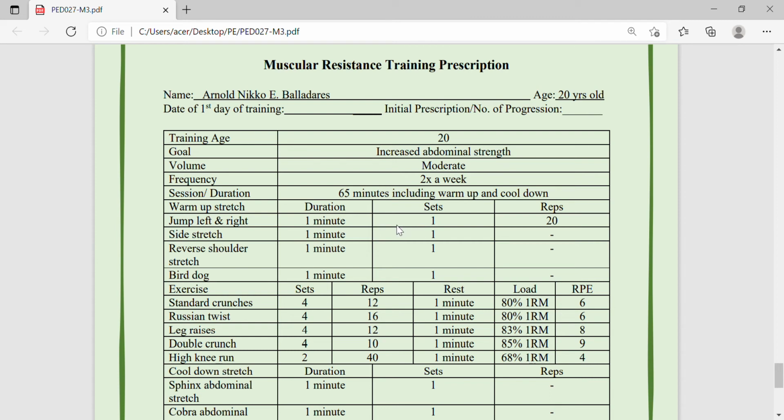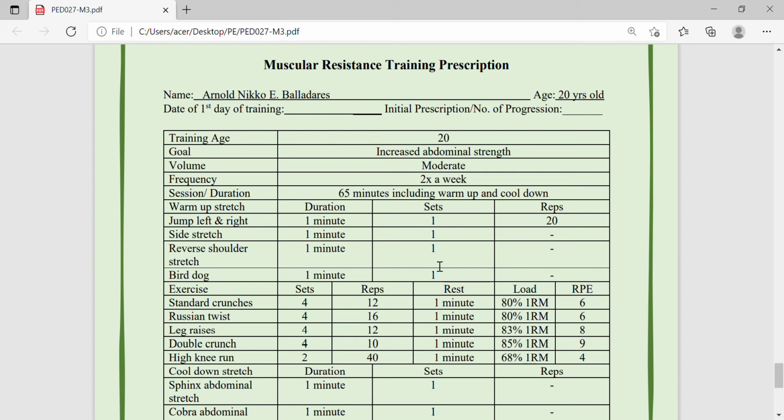Next would be the side stretches for 1 minute and one set. This warm up releases tension from the muscles attached to the ribs and also helps stretch and strengthen the intercostal muscles. Then the reverse shoulder stretch. This would be for 1 minute, one set.